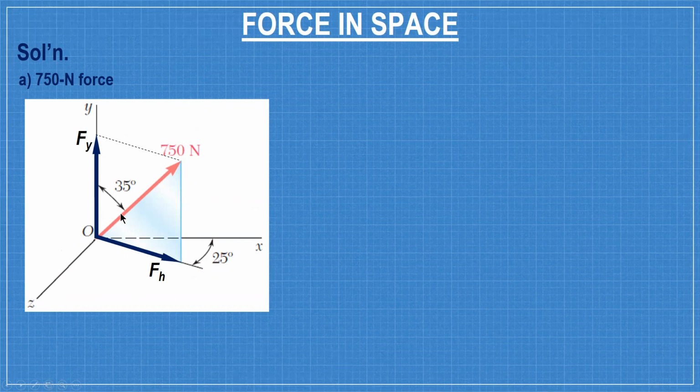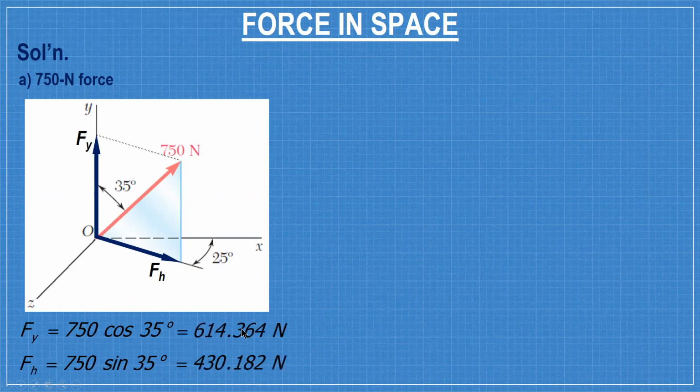And since it is adjacent, it is cosine. Fh is 750 cosine 35. And Fy is 750 sine 35. So you compute, and this is the result. And then resolve Fh into x and z components. This is it.